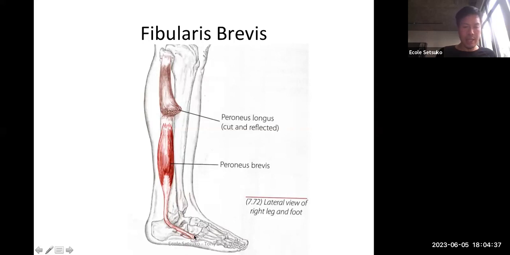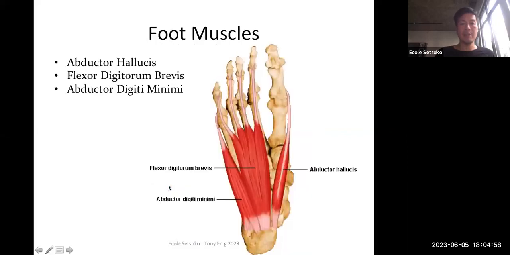So if you do plantar flexion with ankle eversion, see if you can feel that muscle pop up right under there. All right, so that is the lateral part. So the fibularis longus is superficial and the brevis is under.